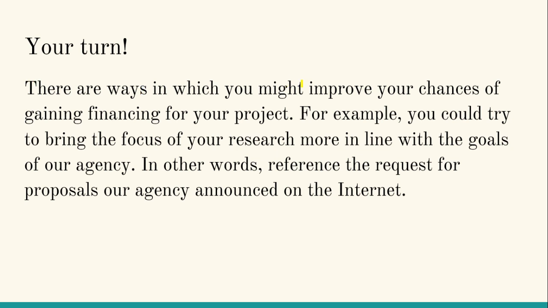"There are ways in which you might improve your chances of gaining financing for your project." This is our first sentence, so we don't need to worry about looking for discourse connectors. "For example, you could try to bring the focus of your research more in line with the goals of our agency. In other words, reference the request for proposals our agency announced on the internet." "For example" builds upon the previous sentence. It gives an example for ways that I can improve my chances of gaining financing. So, "for example" is a discourse connector.